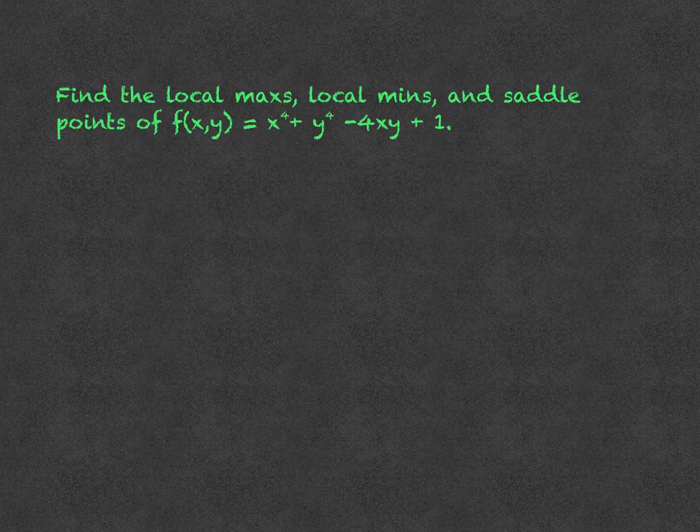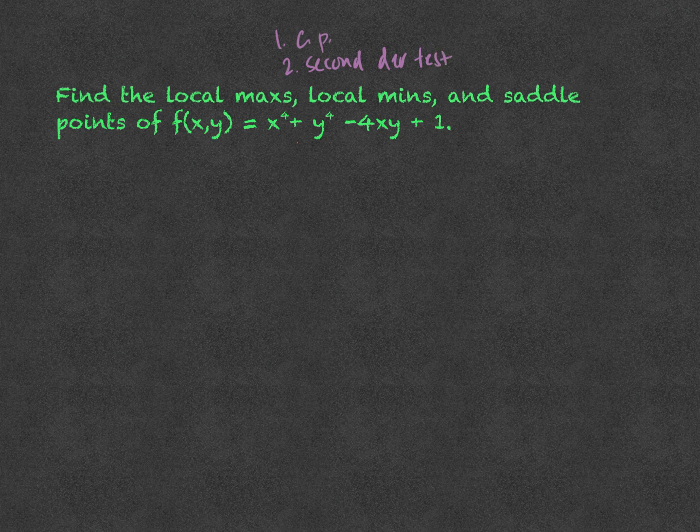Find the local maxes, mins, and saddle points for this equation. So in order to do this, step number 1 is to find the critical points. When you're looking for local maxes, mins, whatever, step number 1 is find your critical points. Step number 2 is your second derivative test.